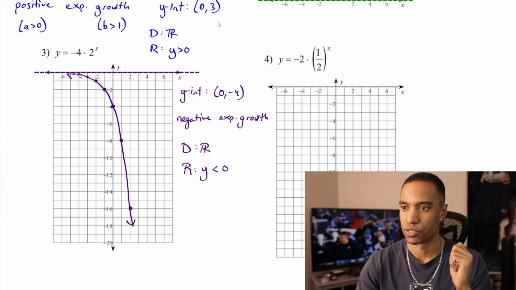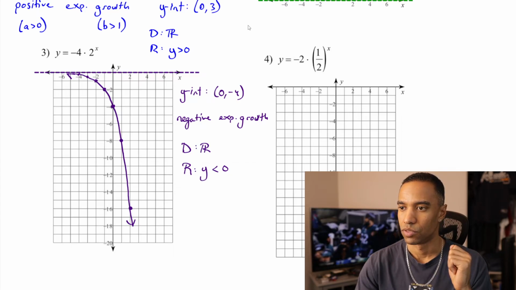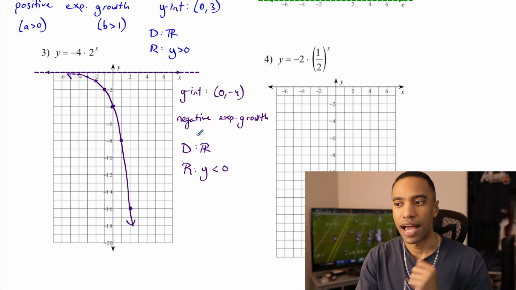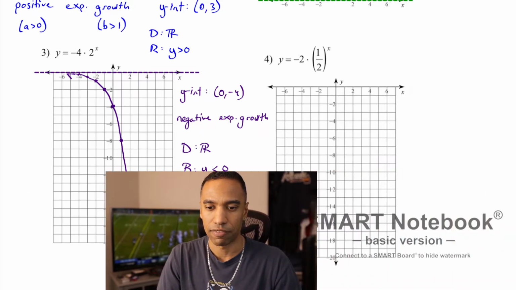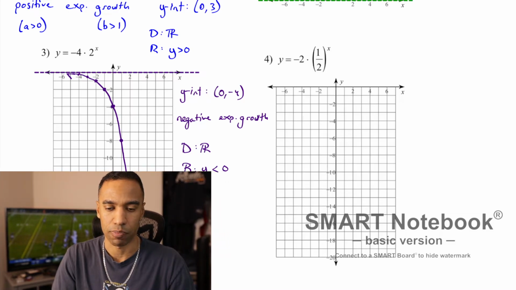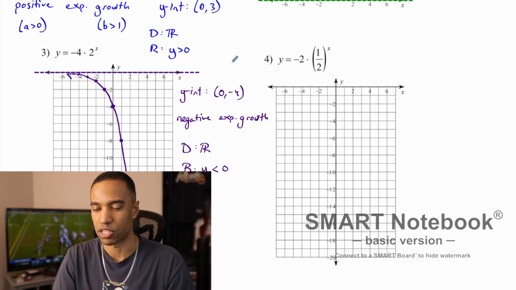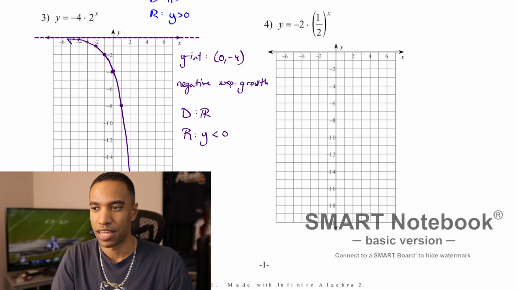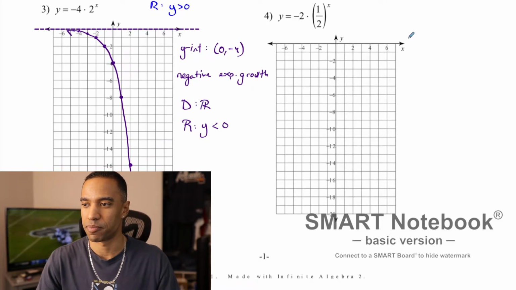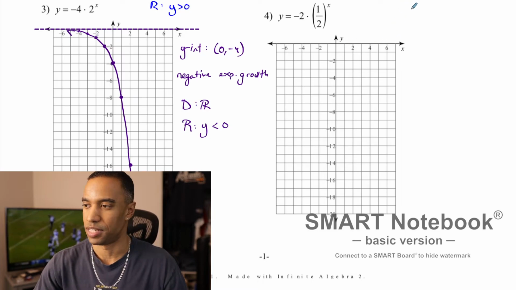What color haven't I chosen here? Let's use this other blue. And lastly, on this page, y equals negative 2 times 1/2 to the x power. So we're seeing one of each. We saw positive exponential growth, positive exponential decay, negative exponential growth, and here comes negative exponential decay.